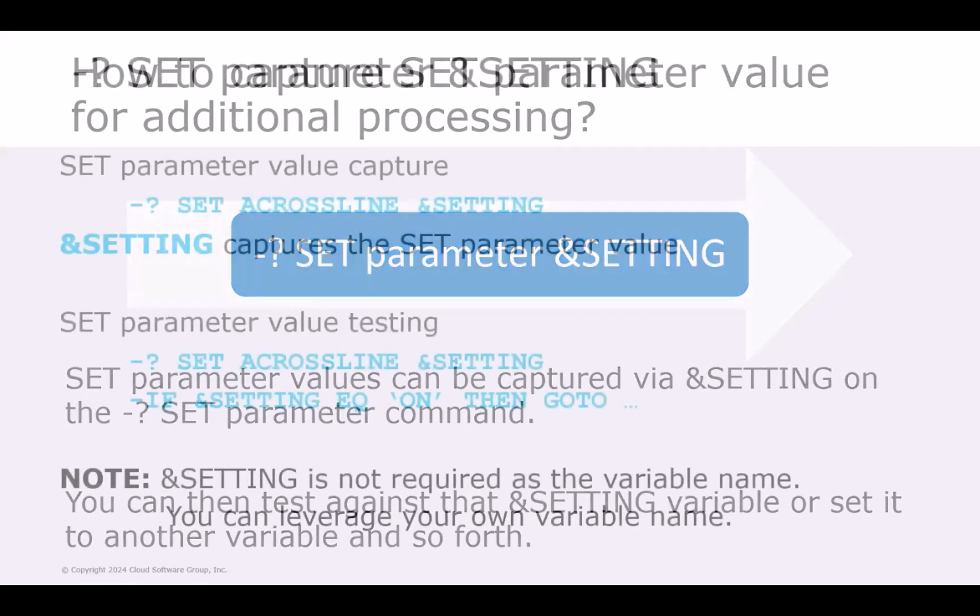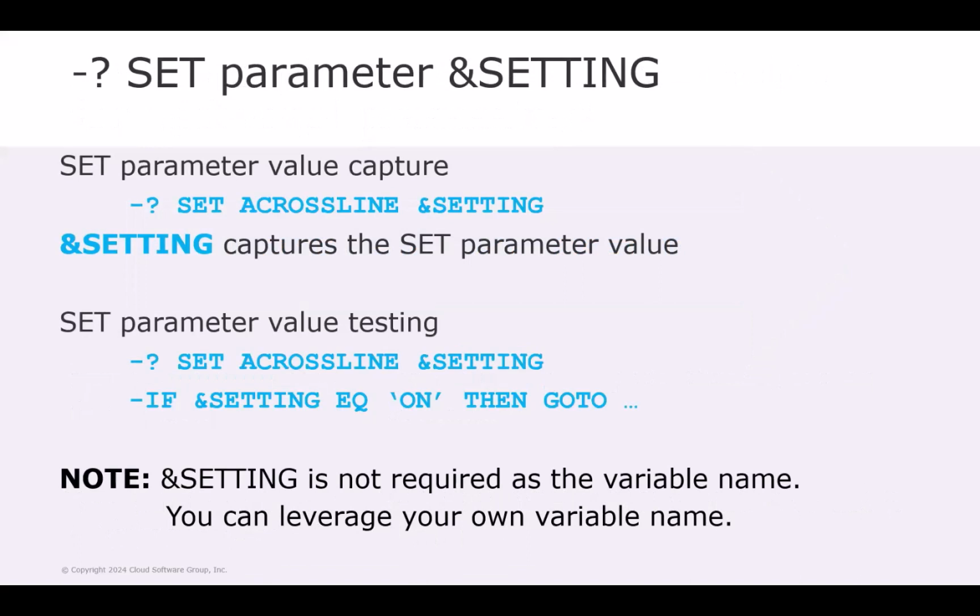So let me show you here. Here I'm doing it with setting as the variable. I do dash question mark set across line ampersand. If I didn't have the ampersand, I'd just have across line, and I get my output. It's just whatever it's set to, which is on by default. But if I had changed it before I did this command, it'll be whatever that value is. Then if I want to test it, I can take that ampersand and do, as you can see in the lower part, a dash if ampersand equal and then blah, blah, blah. I'm not putting the code there, but you get the idea.